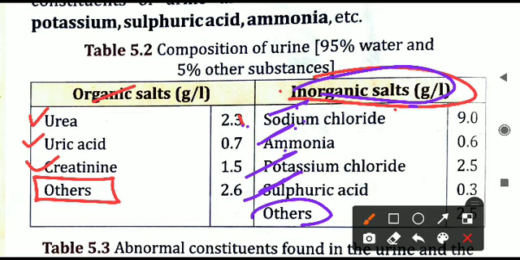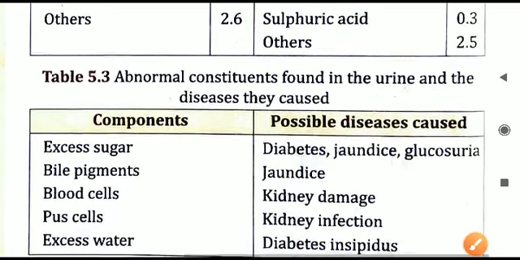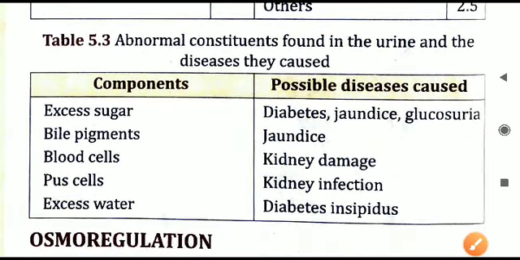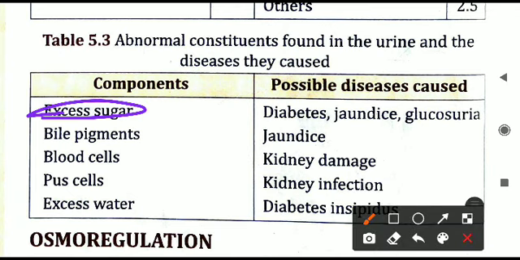What are the constituents among the organic ones, among the inorganic ones? All these names you will have to learn. Next, there are certain abnormal constituents also. Sometimes extra sugar may be there. What is the disease that indicates? It indicates diabetes.